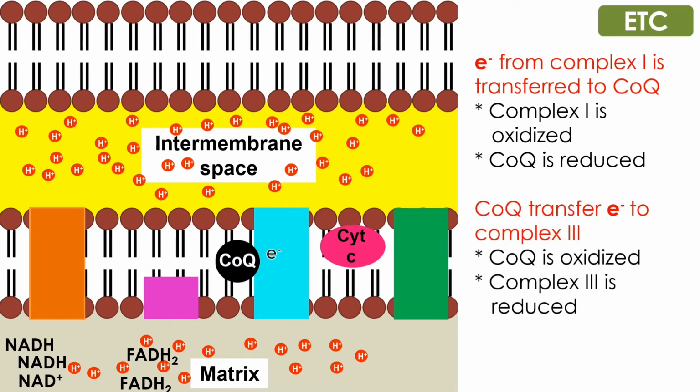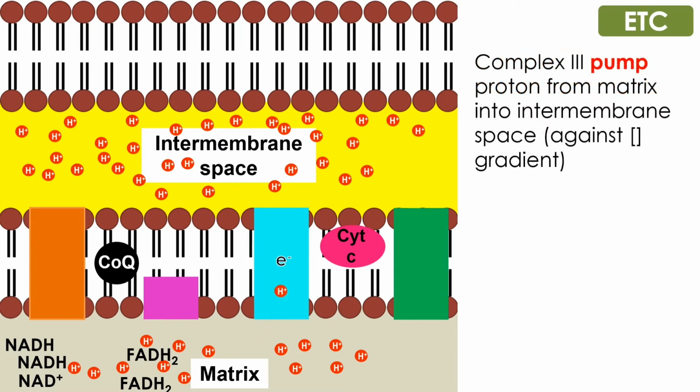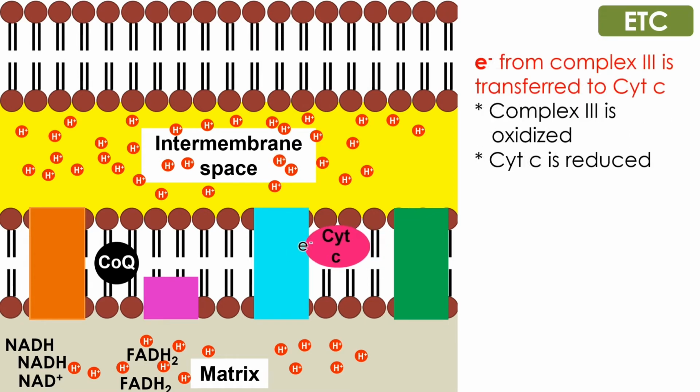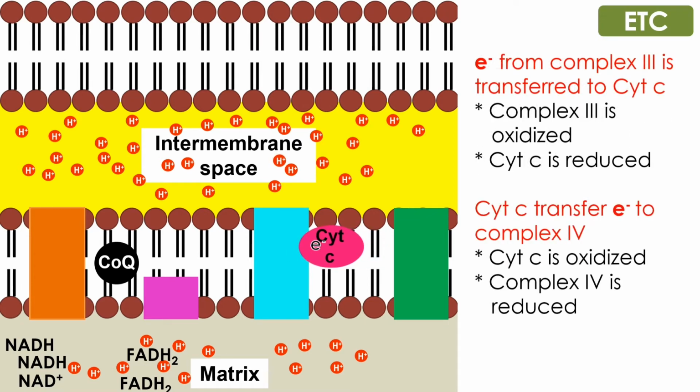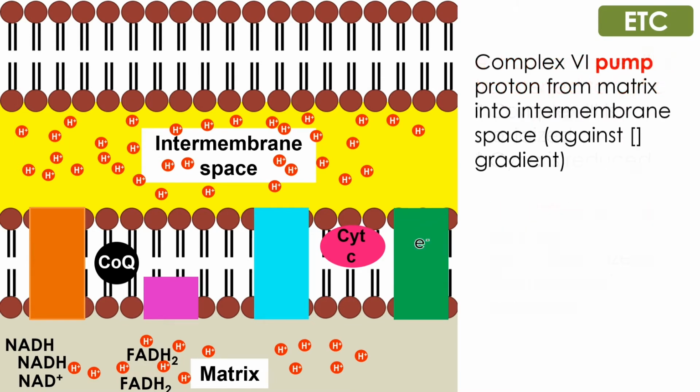This molecule is called ubiquinone, or coenzyme Q. Upon receiving electrons from coenzyme Q, complex 3 will now have the energy to pump protons against their concentration gradient from the matrix of the mitochondrion into the intermembrane space. Next, another mobile electron carrier molecule called cytochrome C will transfer electrons from complex 3 to complex 4. Complex 4 will also use the energy from the electrons to pump protons against their concentration gradient.